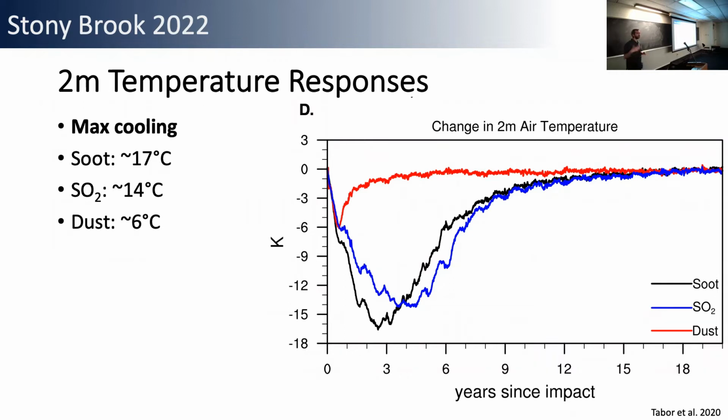And there are some interesting interactions with how much long wave radiation can escape the system that allow the SO2 emission to be more comparable in terms of cooling to the soot, even with less shortwave blocking. And then the dust looks like a relatively small cooling in comparison to the soot and the SO2 emissions, but 6 degrees of cooling in a few years would not be great for life on Earth regardless. So it's relatively small, but still catastrophic.